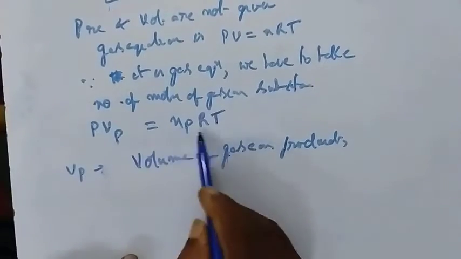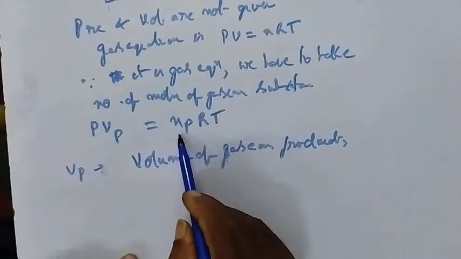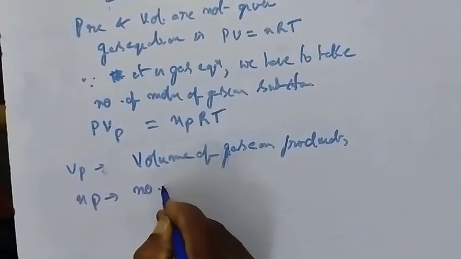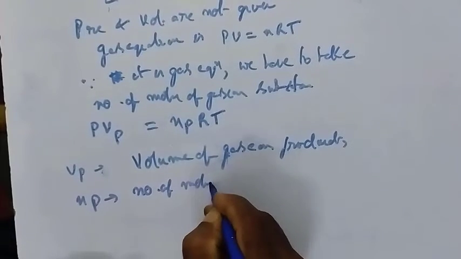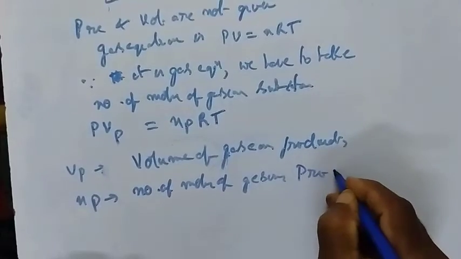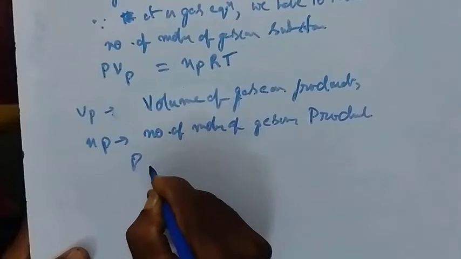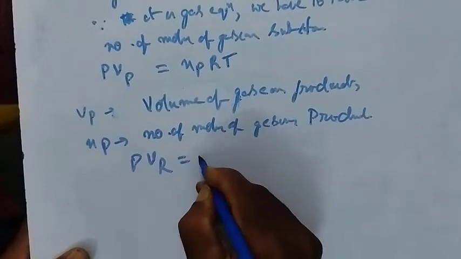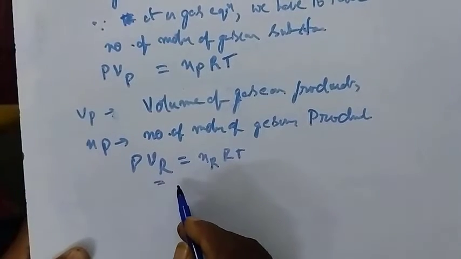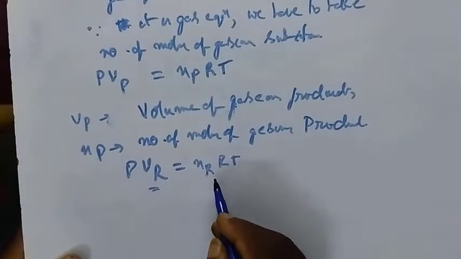So here PVP equal to NPRT. VP means volume of gaseous products. Here NP means number of moles of gaseous products. Similarly, in the same manner, PVR equal to NRRT. VR means volume of the gaseous reactants. NR is the number of moles of gaseous reactants.